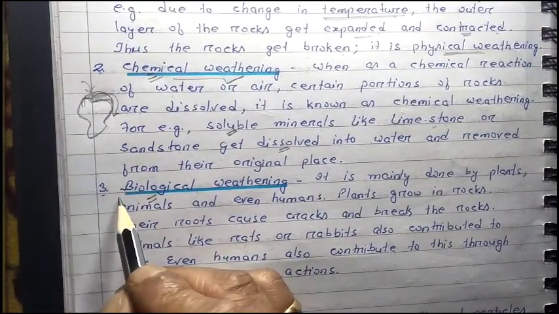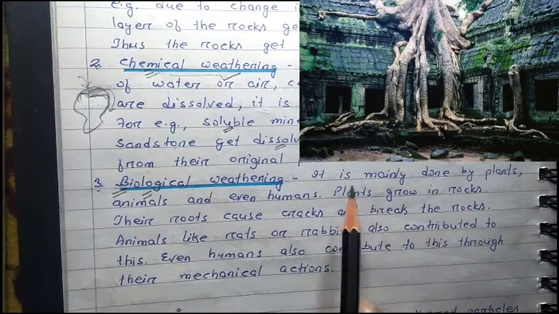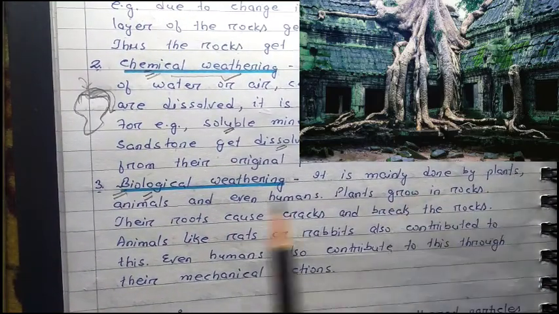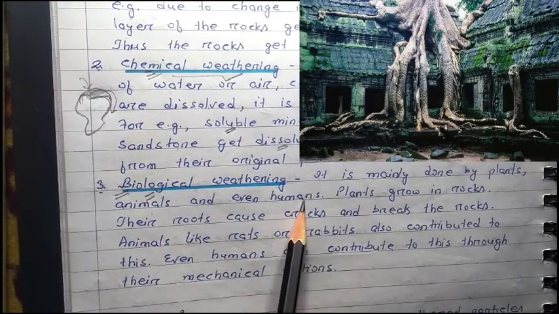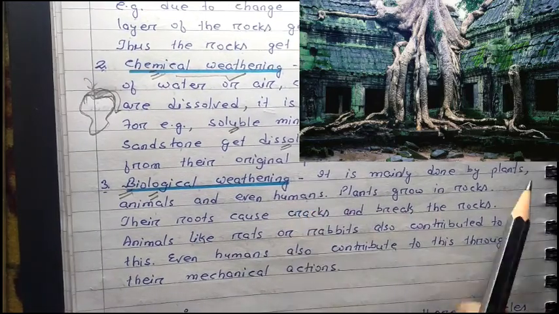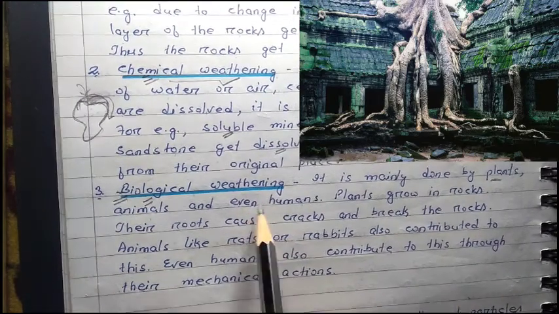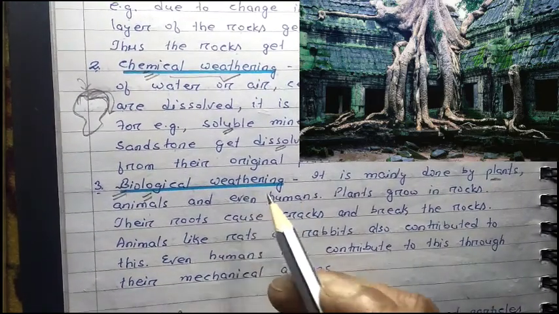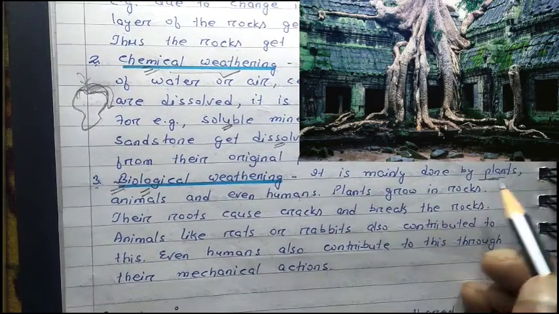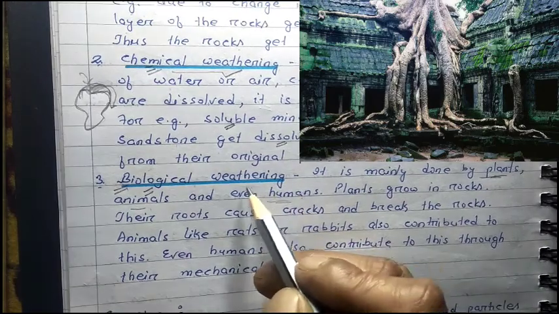The third one is about biological weathering. What is the meaning of biological weathering? It is mainly done by plants, animals, and even humans. As I already told you before, animals and human beings, even plants, are also responsible for the process of weathering. So we can say the weathering process that is mainly done by the activities of the plants, animals and even human beings is known as biological weathering.